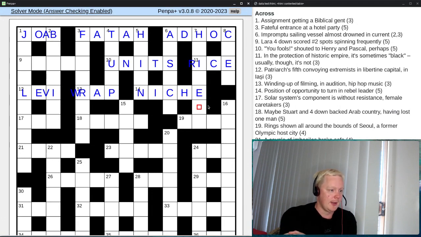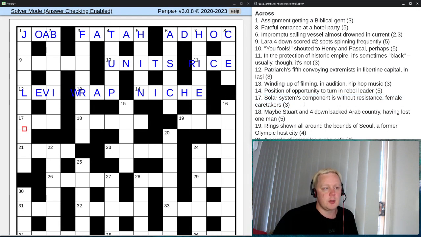Che appears all the time in crosswords because, I mean, look at these letters, they're so useful. And a niche is a position of opportunity. So that's how 14 works. That's the only answer there. Then we have 17. Let's see.